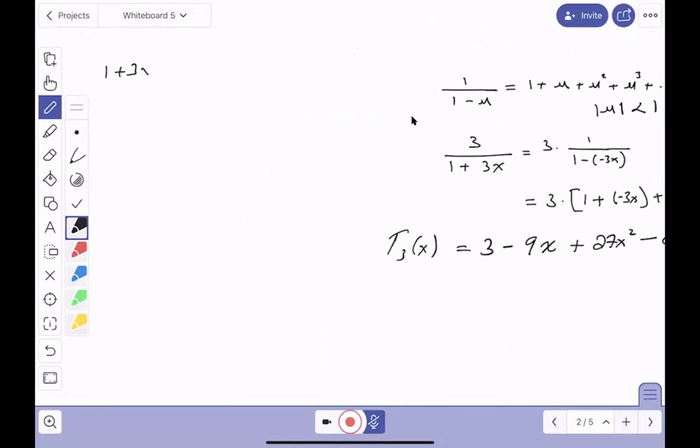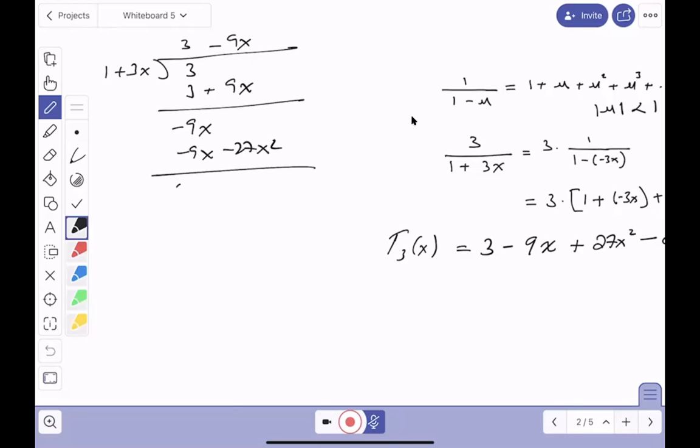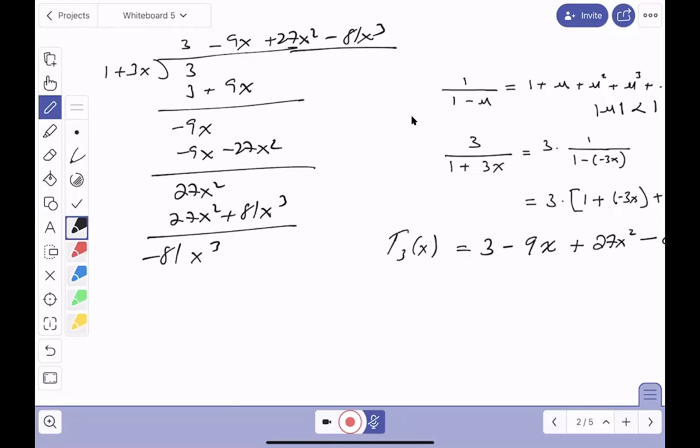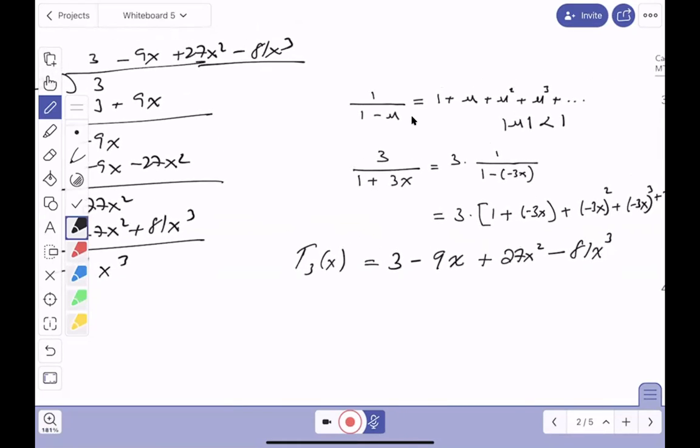This is 1 plus 3x. Divide into 3. What times 1 gives you 3? 3. You get 3 plus 9x. You subtract, you get minus 9x. So that's going to be minus 9x. You get minus 9x minus 27x squared. Subtract. Then what do you get? Plus 27x squared. That would give you 27x squared plus 81x cubed. Subtract. And you get minus 81x cubed. And this could be done forever. What are you getting? You're getting the same thing back. 3 minus 9x plus 27x squared minus 81x cubed.